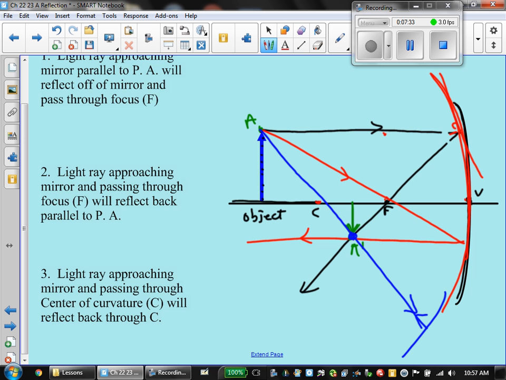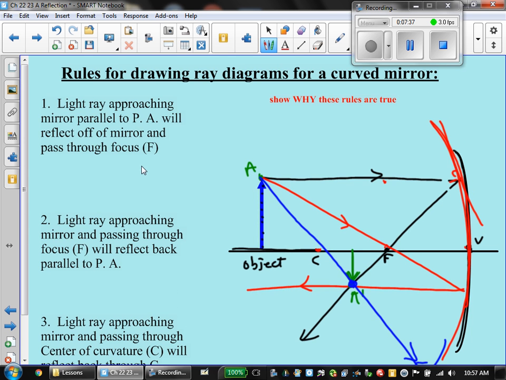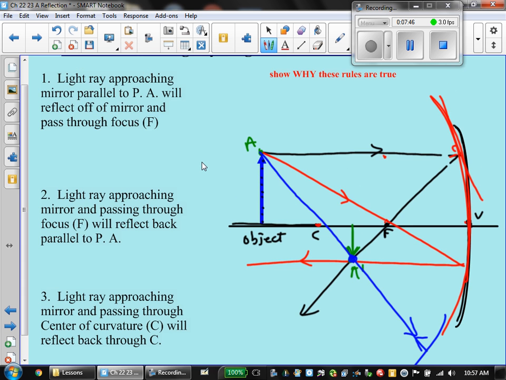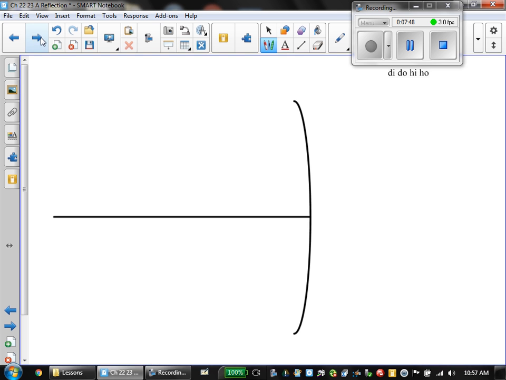So we use these three rules: in parallel, out through F; in through F, out parallel; and in through C, back out through C. We use any two of the three to form an image with a curved mirror. The lab that you're going to do is going to let you practice that.